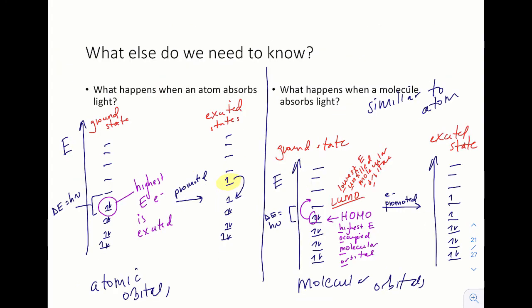So basically the same thing happens to a molecule when it absorbs light as to an atom. The exact orbitals are a bit different, and the changes in energy are a bit different, but it's the same process. An electron can be excited by the light.